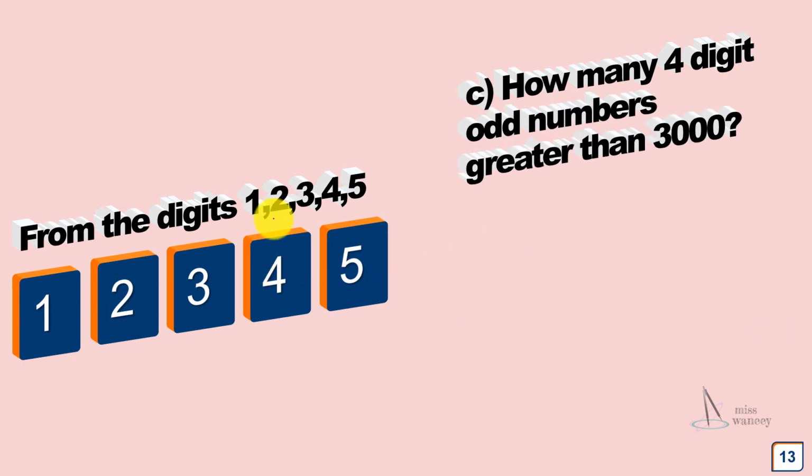Okay, so for the third one, 1, 2, 3, 4, and 5, how many 4-digit odd numbers are greater than 3000? So now I need to make sure I have an odd number. So the odd number can be 1, 3, or 5. So I should restrict the last digit to be 1, 3, or 5. Greater than 3000, so that means the first digit should be 3, 4, or 5.